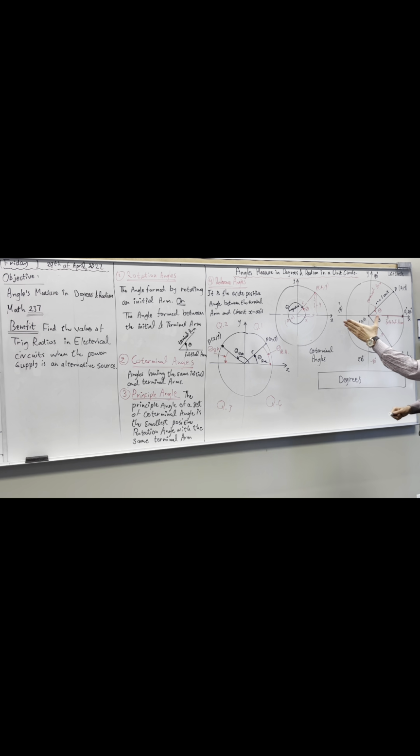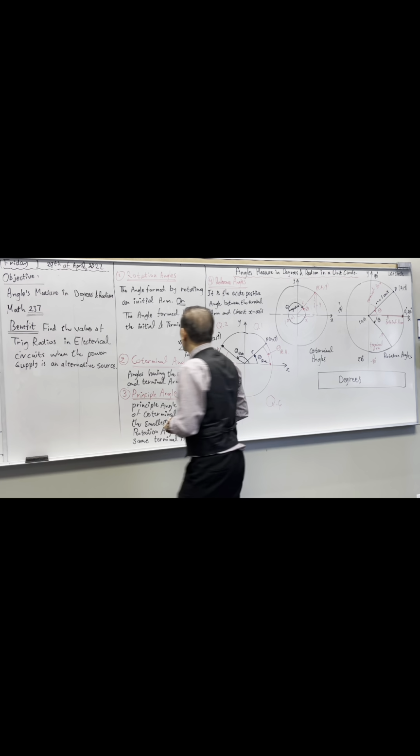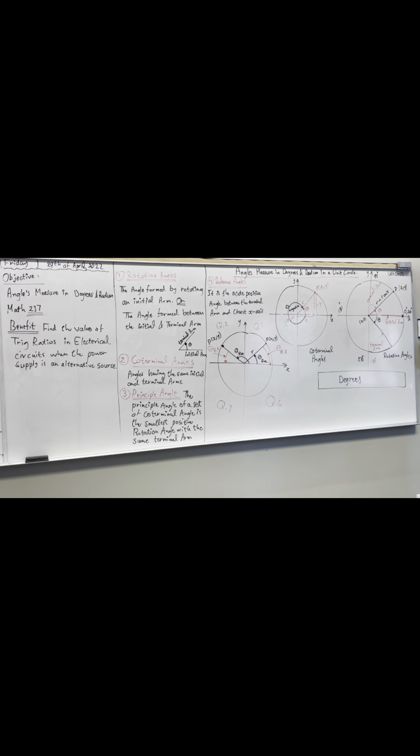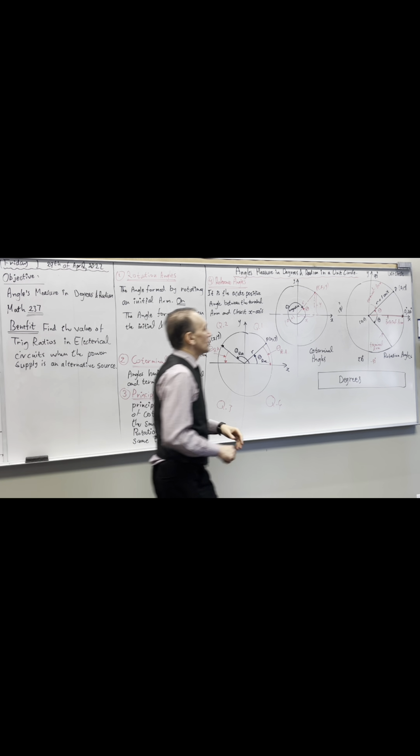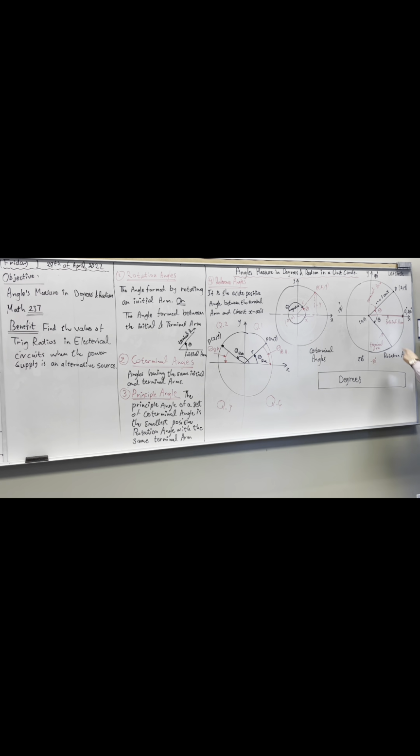The first definition we need to explain before we start is the rotation angle. The rotation angle is the angle formed by rotating an initial arm, or actually it is the angle between the initial arm and the terminal arm. So where is the initial arm? The initial arm is always on the x-axis, regardless of whether we are rotating anti-clockwise or clockwise. The initial arm is always on the positive side of the x-axis. The terminal arm is going to be between these 2 points. This is the terminal arm.